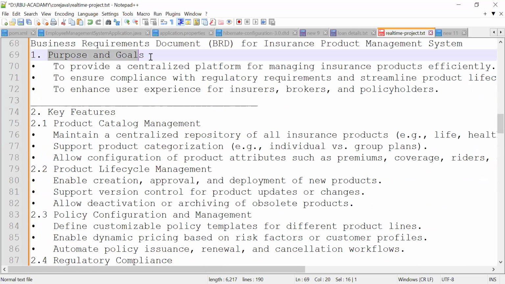So the purpose and goals for that insurance management system is to provide a centralized platform for managing insurance products. So we should have a platform there. I should go as an insurance manager, insurance business, whoever is creating insurance products. As a business, I should be able to create an insurance module or insurance product.